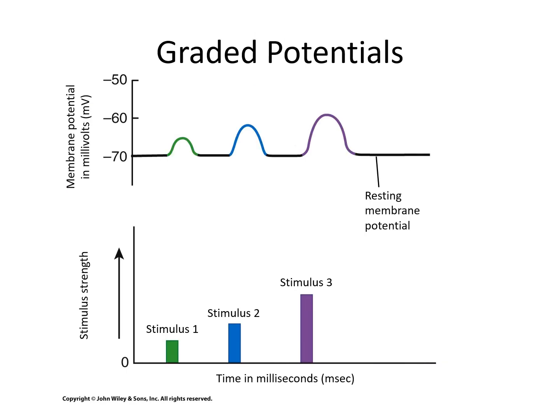Imagine a neuron that synapses with several other neurons. It's getting signals through dendrites, and those signals are passing on to the body of the cell.